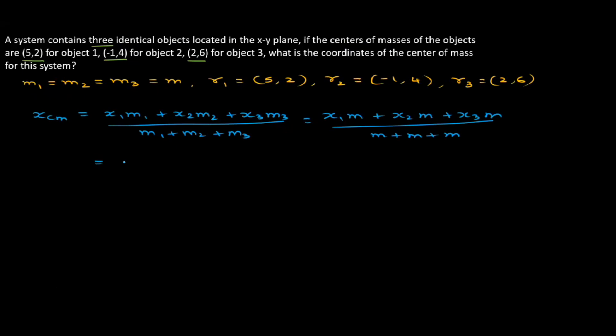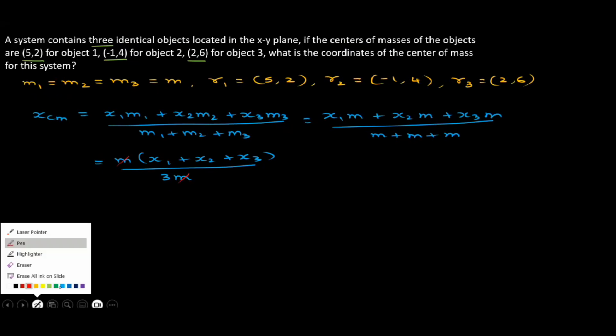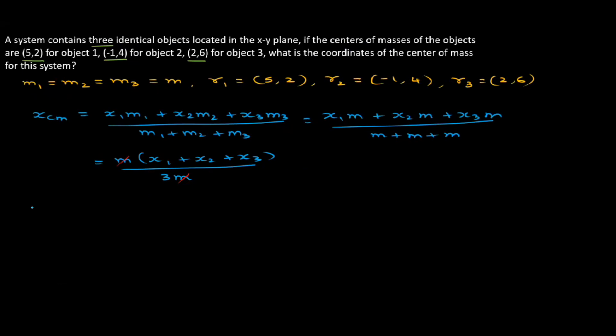We can take that m as common in the numerator, multiplied with x1 plus x2 plus x3, divided by m plus m plus m, which will give me 3m. Let's cancel off this m from the numerator and denominator. And then we are left with xcm equal to x1 plus x2 plus x3 divided by 3. Now this is how you can reduce the rule for center of mass for identical systems.